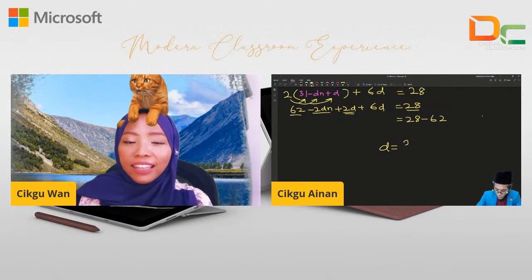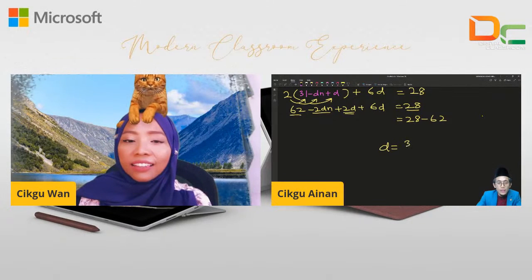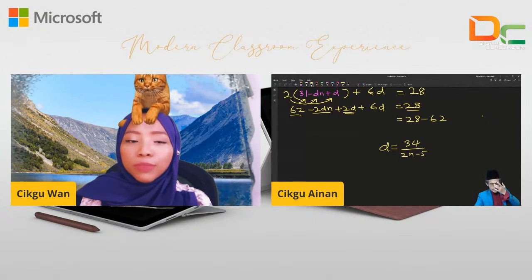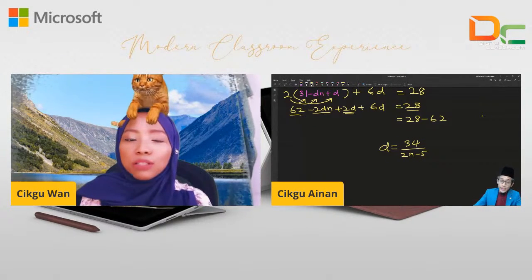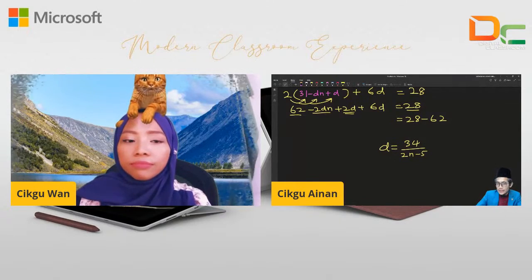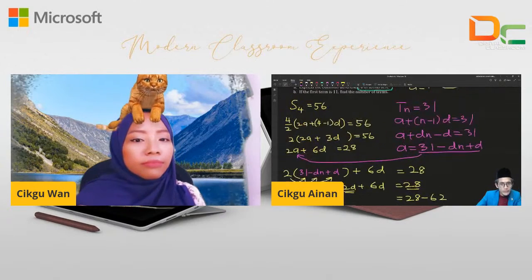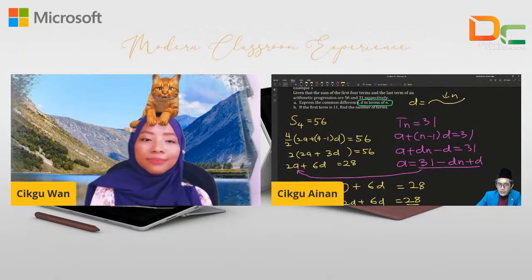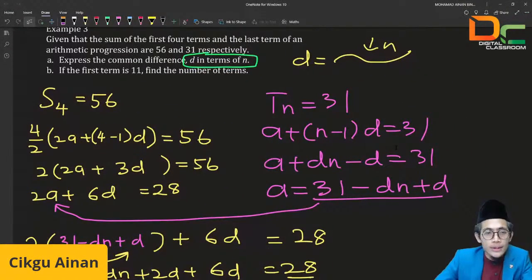D is 20 pula. 34 over 2n minus 5. So this is the answer. Otherwise cannot continue with the second one. Okay, so this is the answer. I'm so sorry for my mistake up top. Okay, now let's continue with the second part.